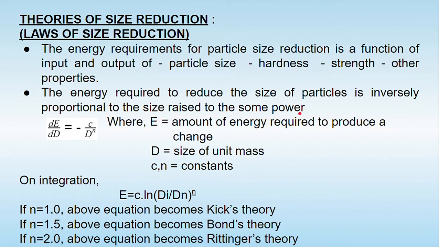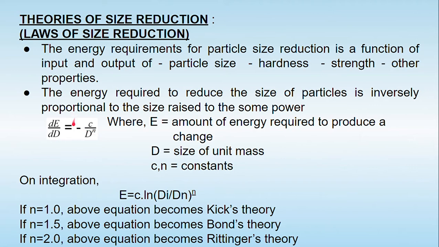So if you want to write a common equation for the energy required for particle size reduction, it is written as dE/dt = -C/d^n, where E is the amount of energy required to produce a size reduction or particle size change. Capital D is the size of the unit mass, while C and n are constants.